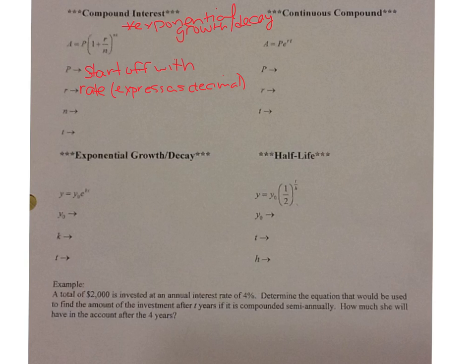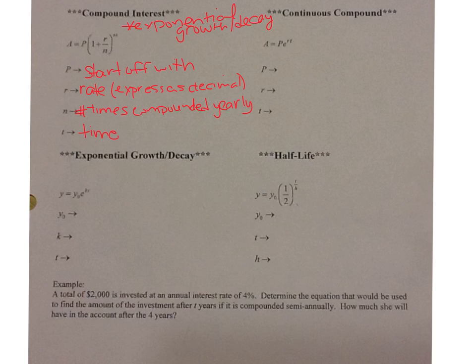N is the number of times it is compounded yearly. If we're talking about money in a bank, compounded quarterly would be N equal to 4. If it says compounded daily, that would be 365 because there are 365 days in a year. If it says compounded monthly, N would be equal to 12 because there are 12 months in a year. When we're talking about exponential growth or decay, not the interest, your N would be 1. And T is time.